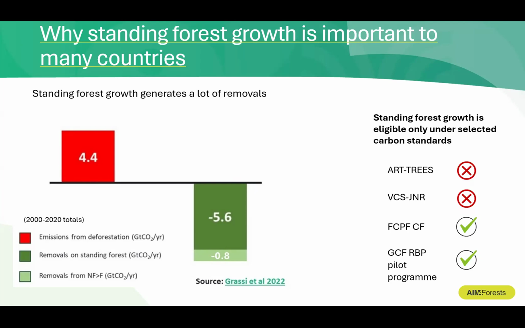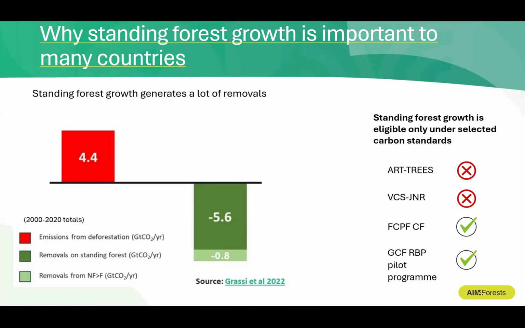Carbon standards are moving in that direction too. And at the right-hand side, you see here that some of the leading carbon standards, in Arch Trees, for example, there's not yet opportunities for this. In the VCS standard, there's also really not yet opportunities for this. But in the World Bank's FCPF, yes, removals from standing forests can be included. And the same is also true for the Green Climate Fund program. So there's opportunities here. And this is partly probably one of the reasons for which we see so much progress in countries on this.